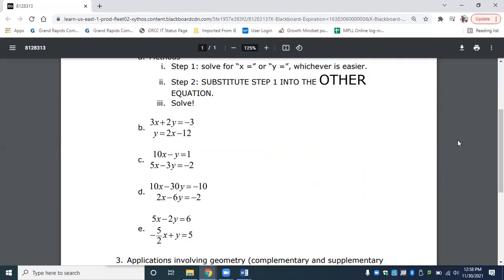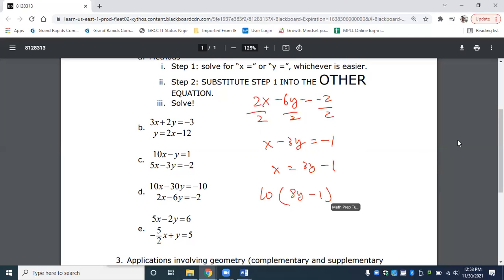I have 2x minus 6y equal -2 divided by 2. I get x minus 3y equal -1. So x equals 3y minus 1. So if I plug into 10, I have 10 times 3y minus 1 minus y equal to. Oops, hold on a second, wrong problem. Today is my struggling day. I'm not reading things correctly.